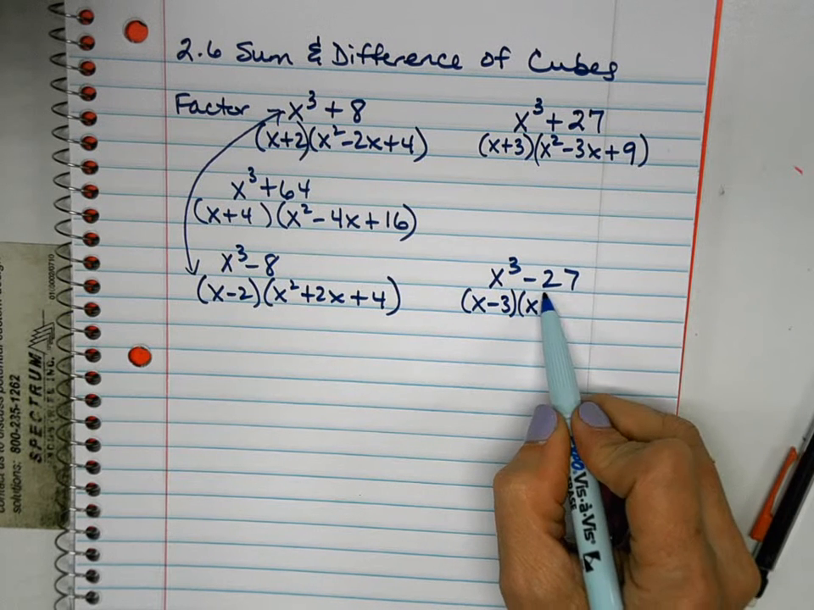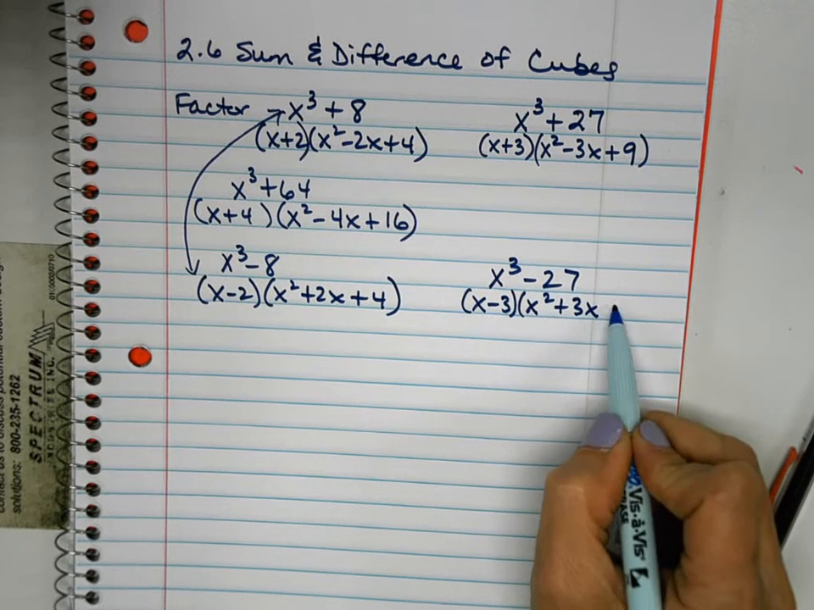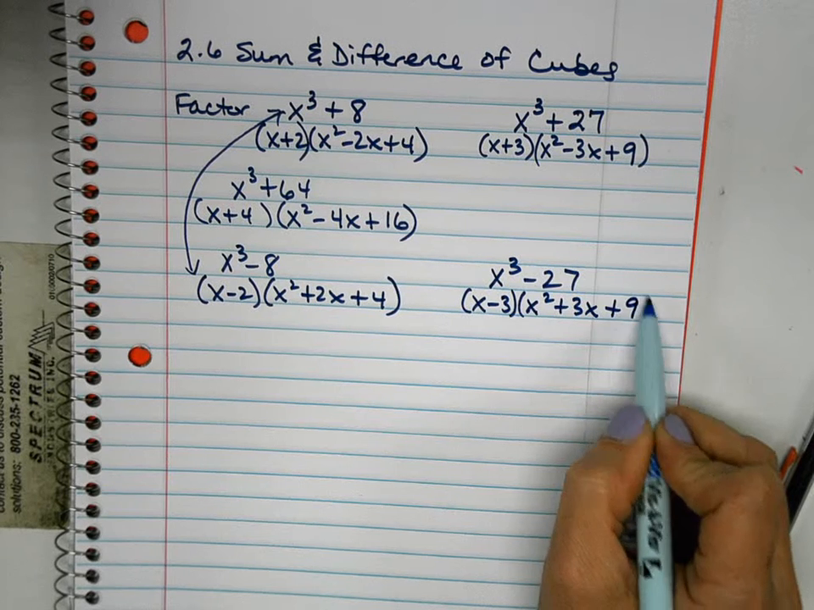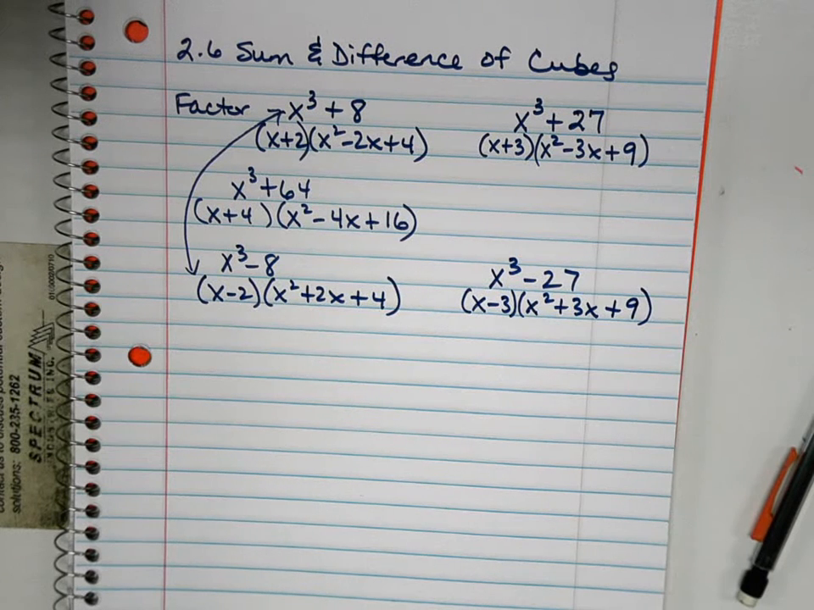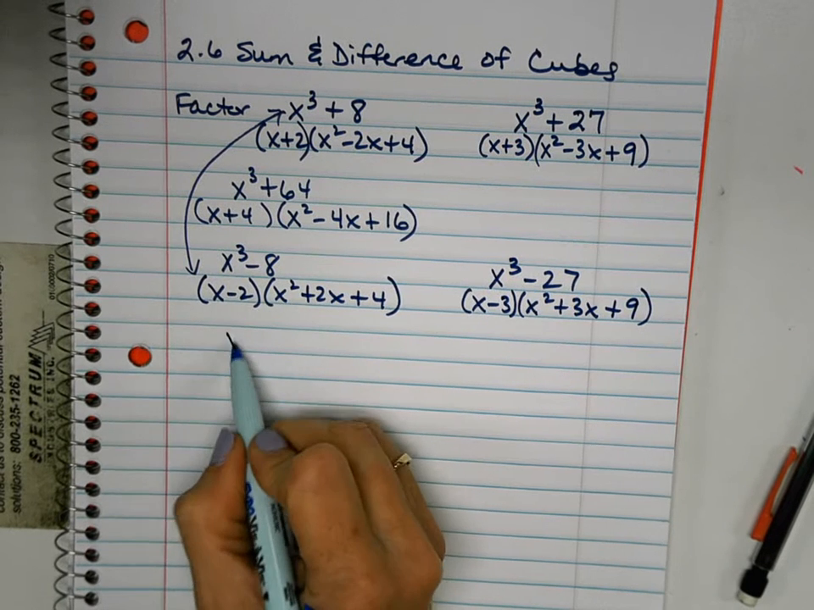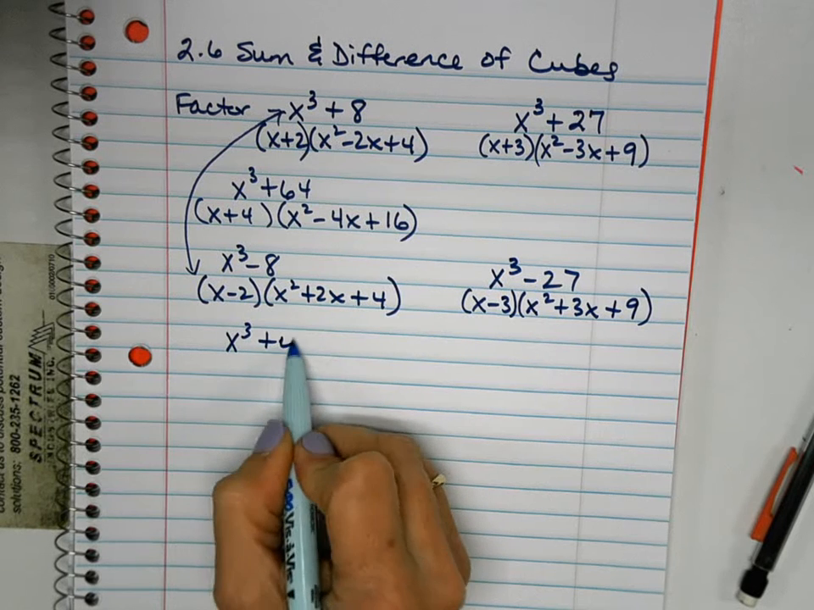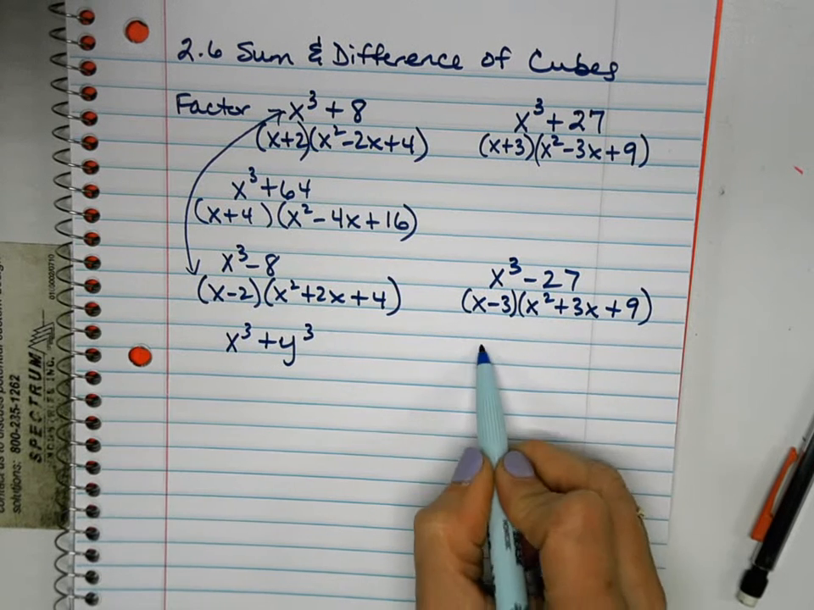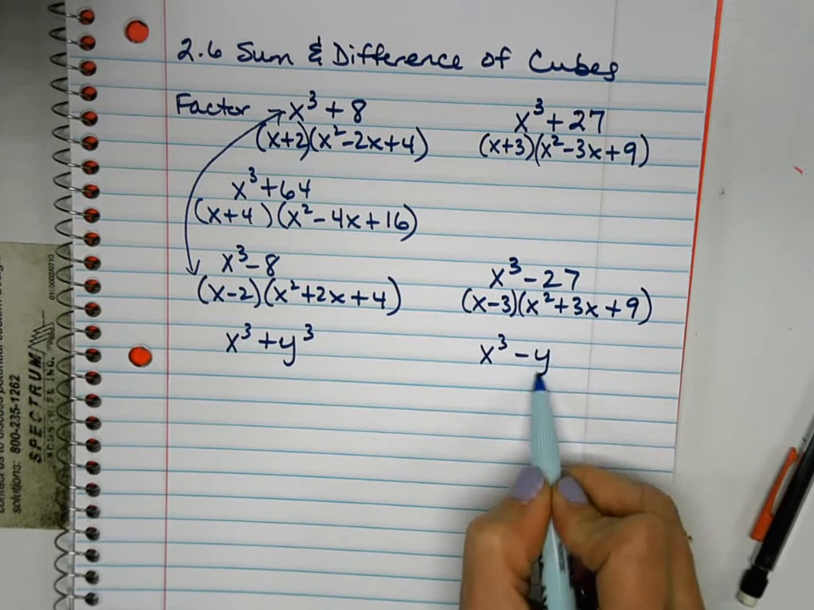And then what? X squared plus 3x plus 9. Yeah, that's what that would factor into. Okay, you guys have kind of discovered how we'd factor these now. I'd like to do it in general. What if it was x cubed plus y cubed, and then I want to factor what is x cubed minus y cubed.